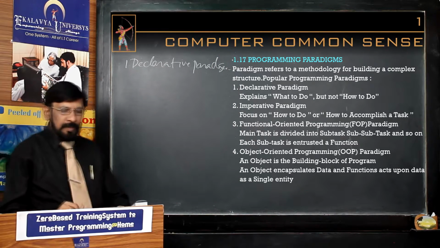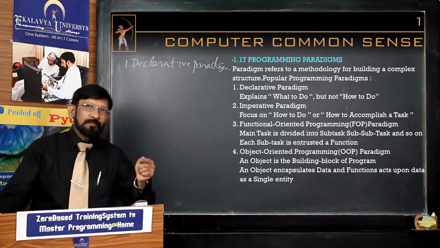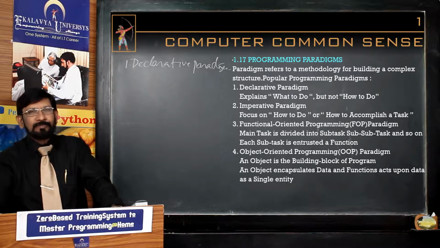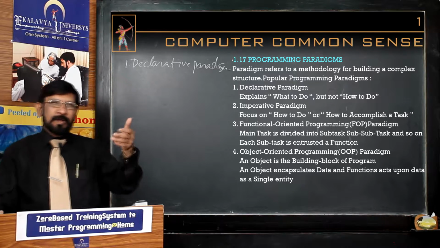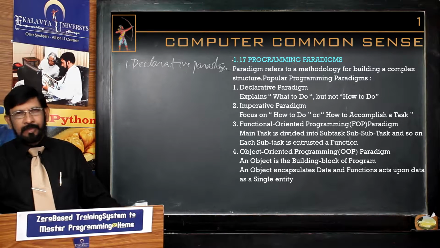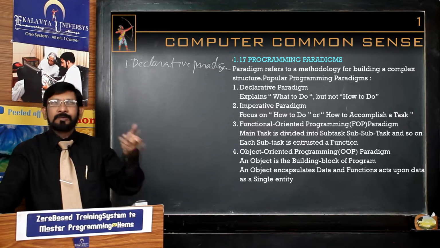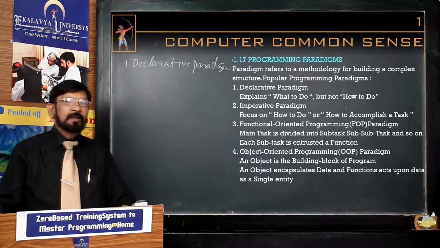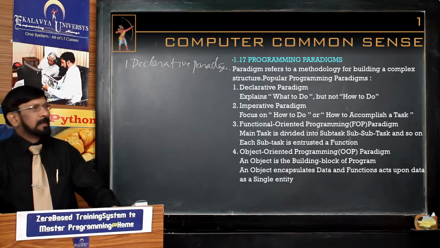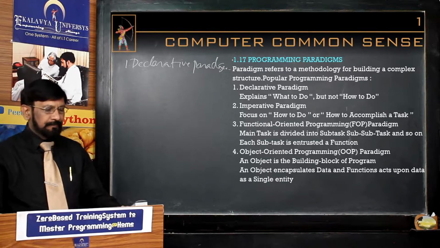The declarative paradigm focuses on what to do, but not how to do. You simply have to understand, you book a taxi at the airport. You will tell the driver where to go, that means what to do. How to go, how much speed, which route you have to take and all that, normally you don't tell. That type of paradigm is called a declarative paradigm.